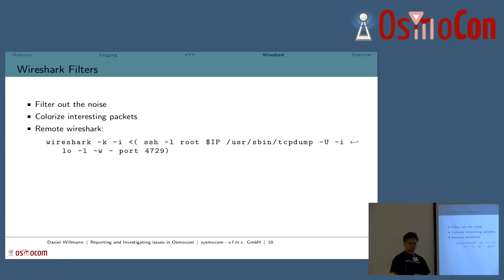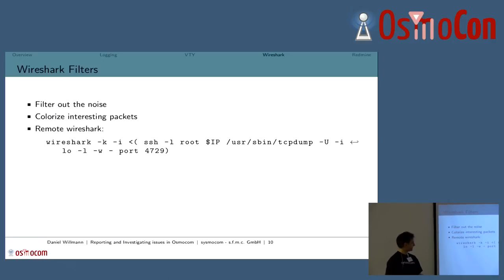The command line is quite nice, quite useful. I don't know where it originally came from, if Holger made it up, but I know he showed me. So you use Wireshark that captures on the interface standard input, and then you spawn a shell and SSH to the actual BTS, where you run tcpdump that uses unbuffered mode for standard out, captures on the local interface and writes it to standard out, so you can have a remote Wireshark, which is quite nice for live debugging.